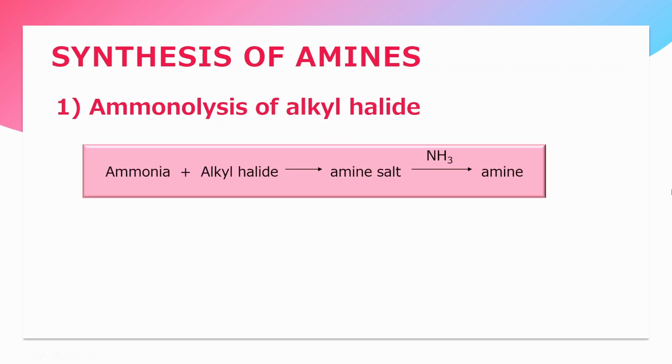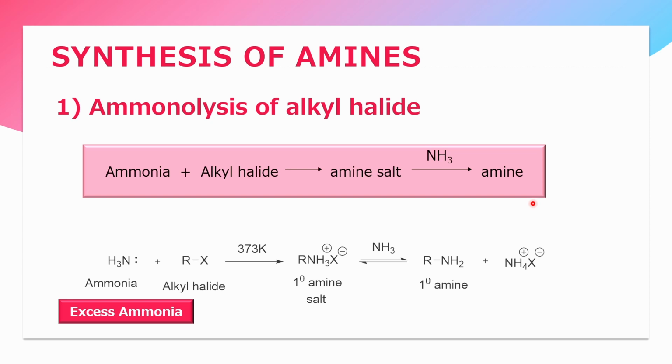Moving on to the main question on how amines are synthesized. The first method we will be using is the ammonolysis of alkyl halide. As the name suggests, ammonolysis means adding an ammonia into the alkyl halide. This is the basic reaction. So let's get into the depth of it. In this method, 2 cases arise. One is when we have excess of ammonia. With this, what happens?